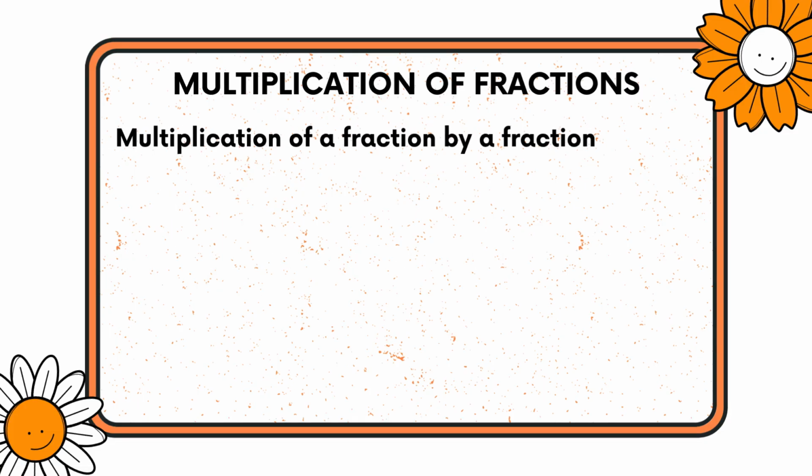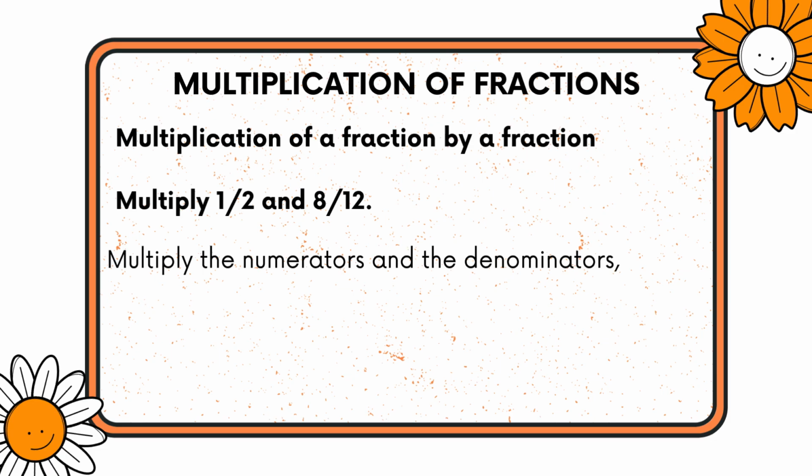Now, let's see multiplication of a fraction by a fraction. Multiply 1 by 2 and 8 by 12. Simply multiplying numerator and denominator, we get 1 by 2 times 8 by 12. It becomes 4 by 12 or 1 by 3.